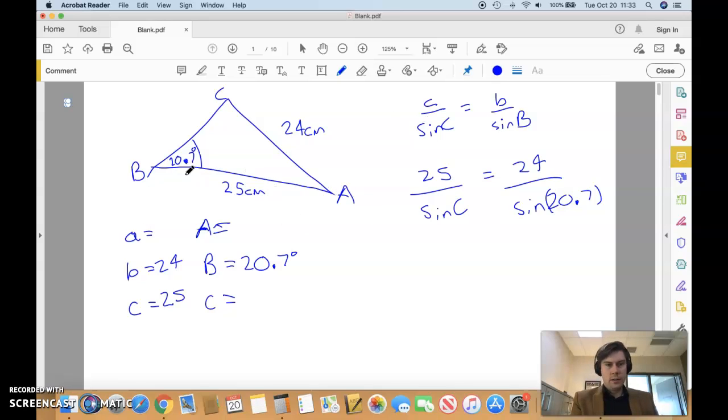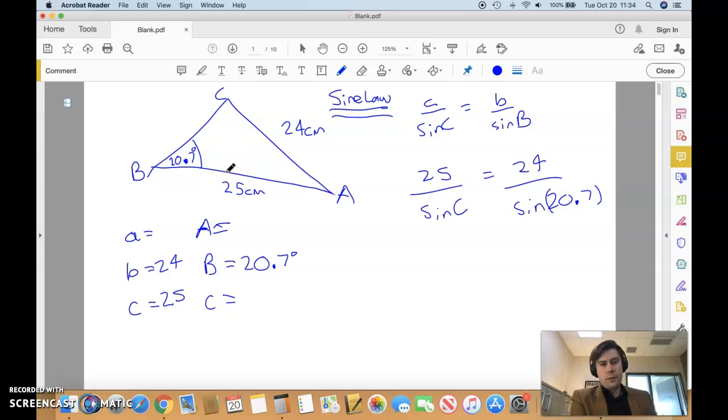So to find this, we know our B angle is 20.7. We know our side C is 25, and we know our side B is 24. We're going to use sine law for all this. Okay, so that's key.